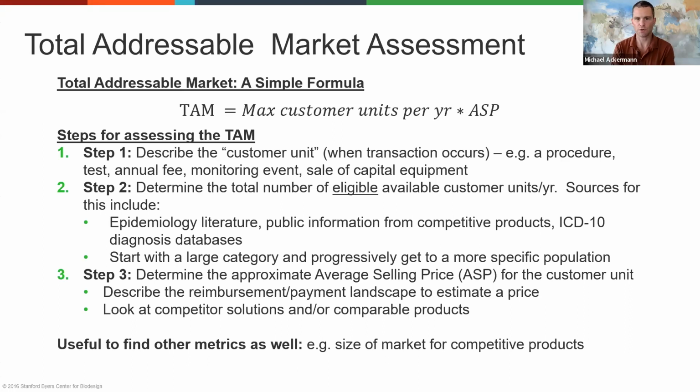The first is to figure out what your customer unit is. That's when a transaction occurs. It could be when a procedure is done and a device gets used. It could be an annual fee, if you're doing software as a service. It could be a monitoring event or a sale of capital equipment. Next, you want to figure out the total number of eligible available customer units. This is how many people are in that market segment that matters to you. We've already talked about this earlier, and you should already have a reasonably good sense of how many people could be in that category.